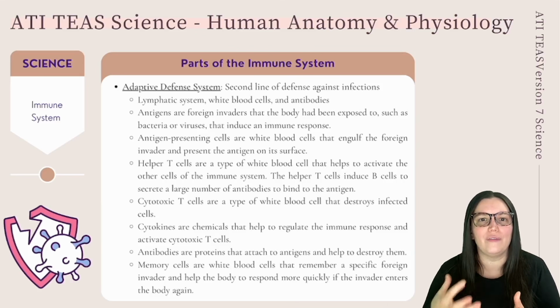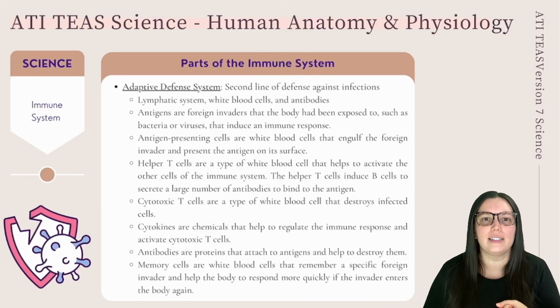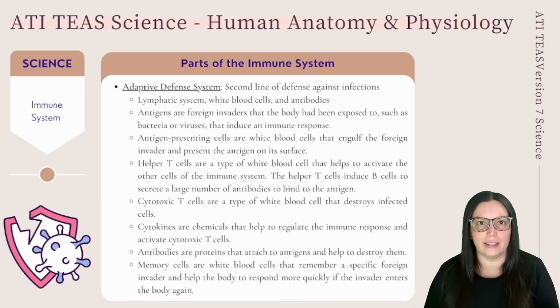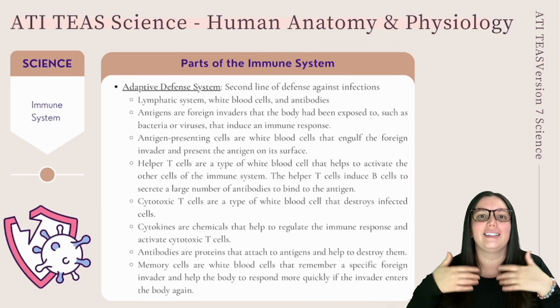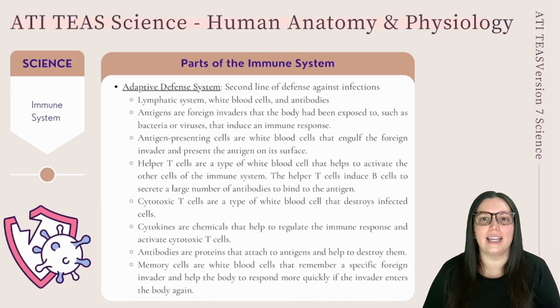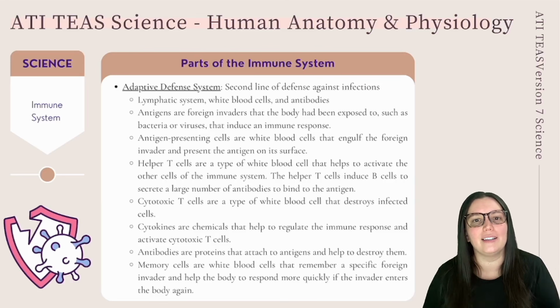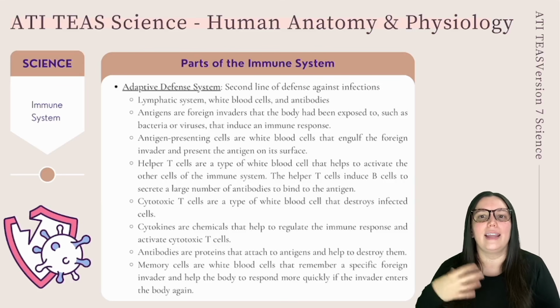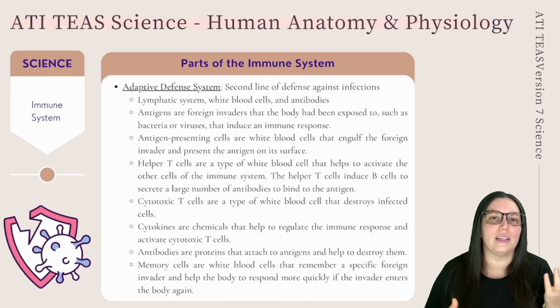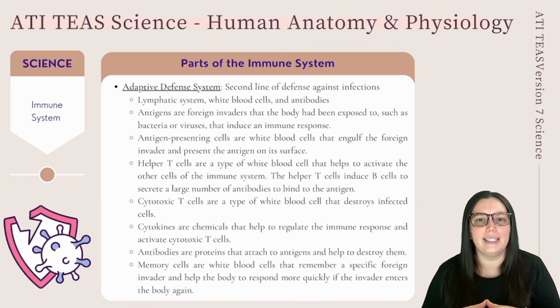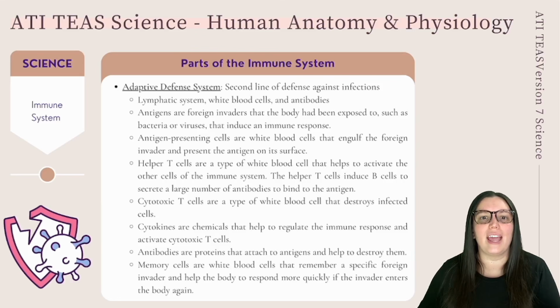Antigens are foreign invaders that the body has been exposed to, such as bacteria and viruses that induce an immune response. Antigen-presenting cells are white blood cells that engulf the foreign invader and present the antigen on its surface. Helper T cells are the type of white blood cells that help activate the other cells within the immune system. The helper T cells induce B cells that secrete a large number of antibodies to bind to that antigen.